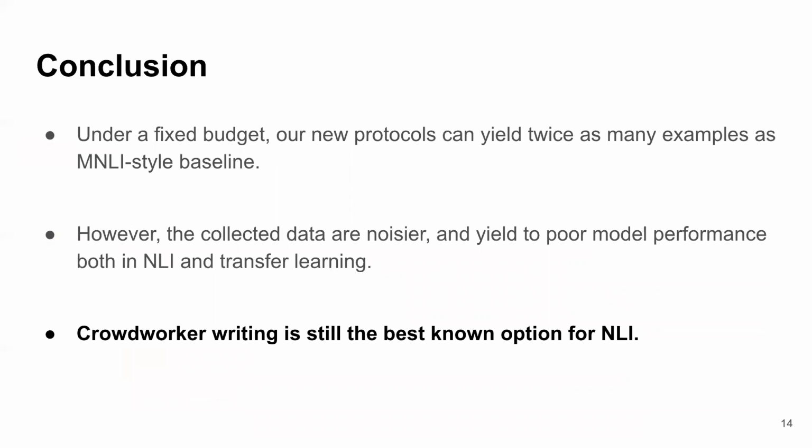So to conclude, in this paper, we propose two new protocols to collect entailment data that substitute human-elicited hypotheses with automatically paired sentence pairs. Under a fixed annotation budget, our new protocols yield twice as many examples as the MNLI-style baseline. However, we find that the collected data are noisier and lead to poor model performance both in NLI and transfer learning.